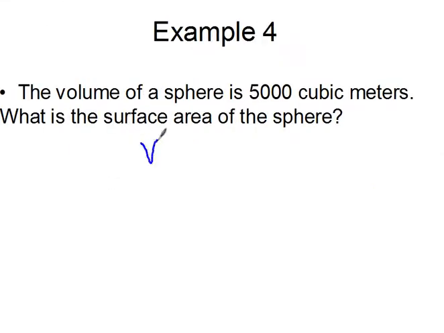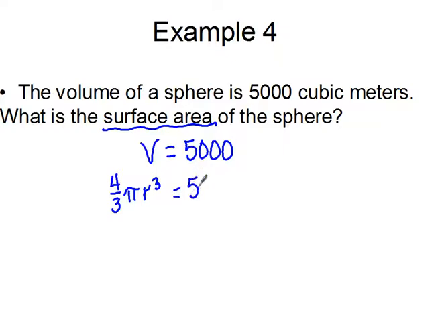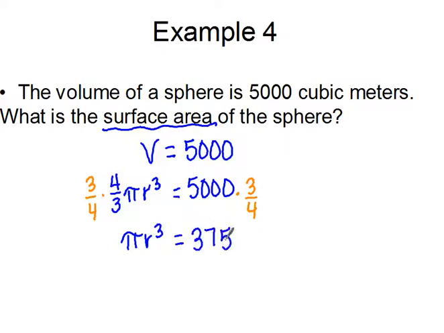All right, this one says volume of a sphere is 5,000 cubic meters. So we would be working backwards. It asks what is the surface area. So we need to work backwards out of volume. Volume is 4/3 pi r cubed. So we have an equation that looks like this. If we were going to solve this, I'm going to get rid of the 4/3 first. So I'm going to multiply both sides by 3/4 to get rid of that. So we'll take 5,000 times 3/4. And we get pi r cubed equals 3,750.